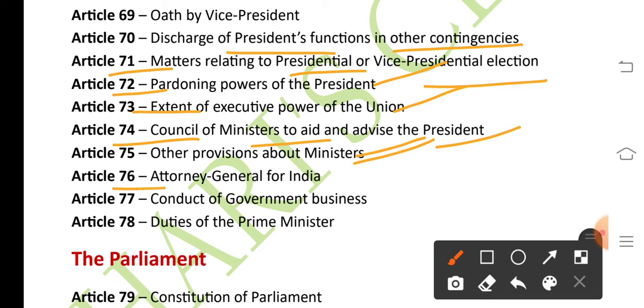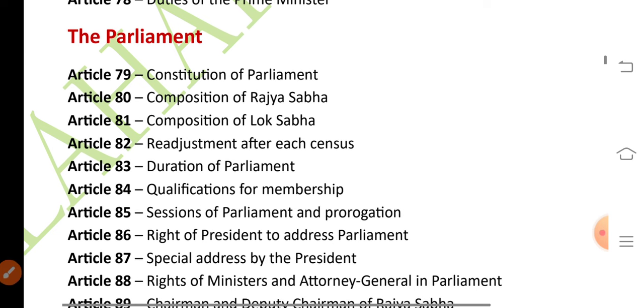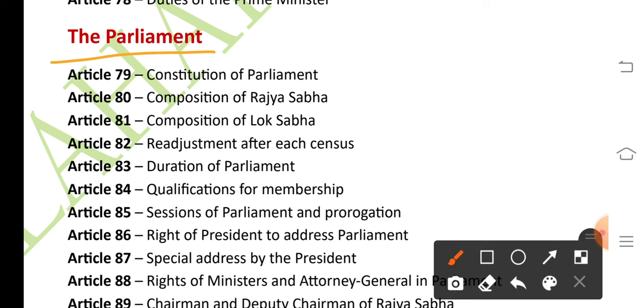Article 76 talks about the Attorney General of India. Article 77, conduct of government business. Article 78, duties of the Prime Minister. Next, under the Union, there is this Parliament. So Article 79 talks about Constitution of Parliament.